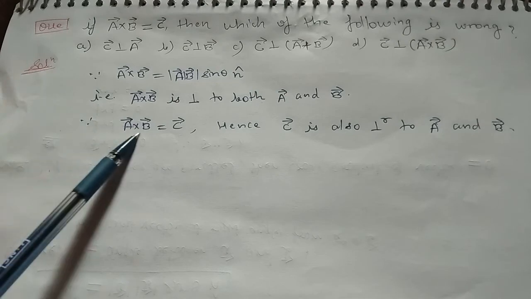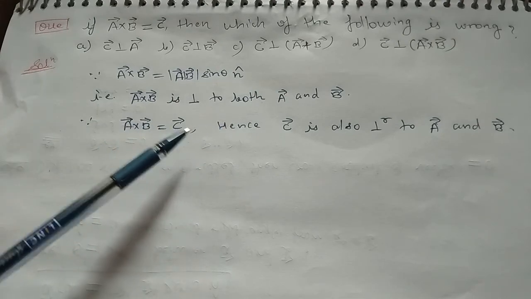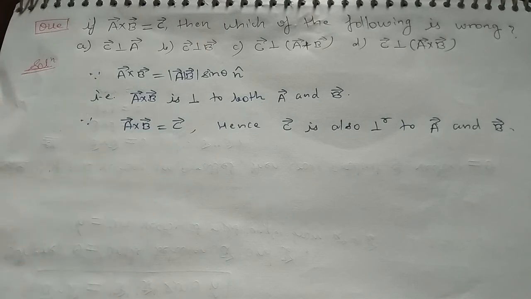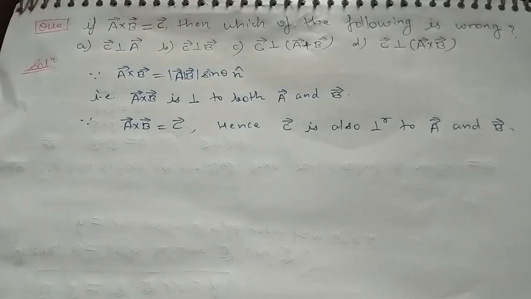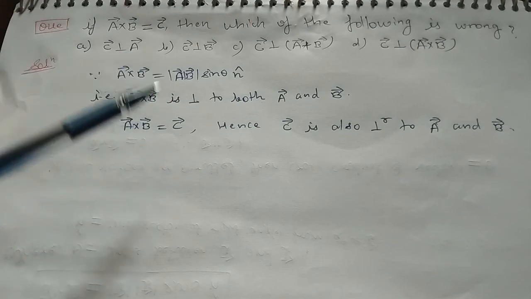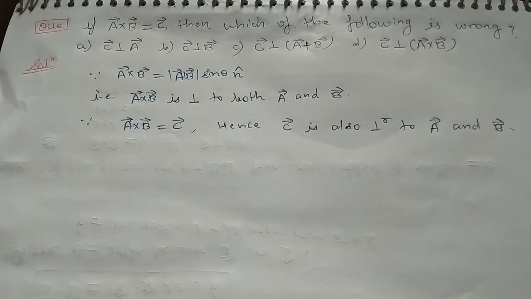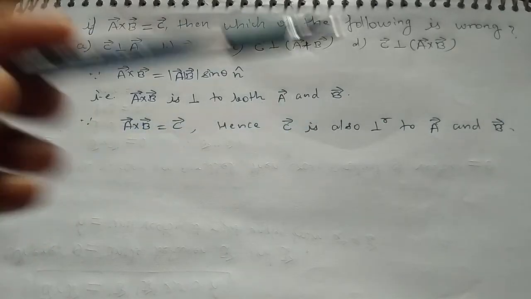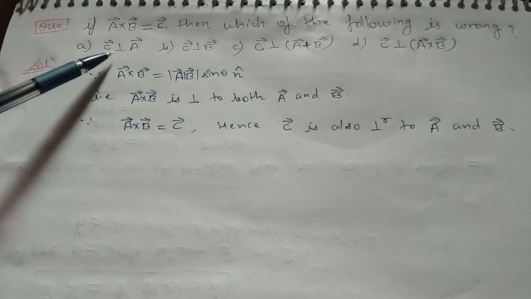So if a cross b is equal to vector c, then we can see that vector c is parallel to a cross b. Since vector a cross b is perpendicular to both vector a and vector b, and vector c is parallel to a cross b, vector c is also perpendicular to both vector a and vector b. So by this conclusion, we can tell that vector c is perpendicular to a and b. So this is a correct option, so this is not our answer.